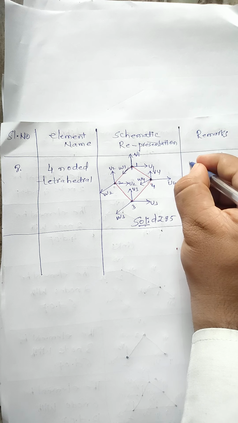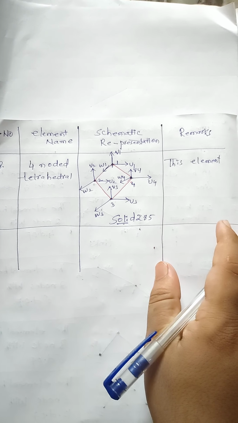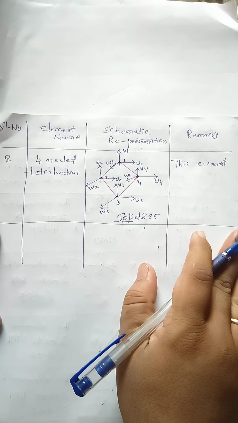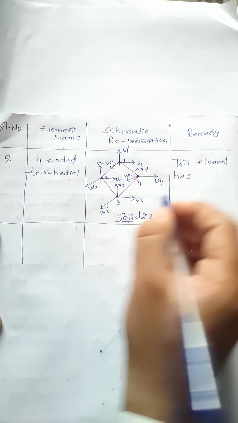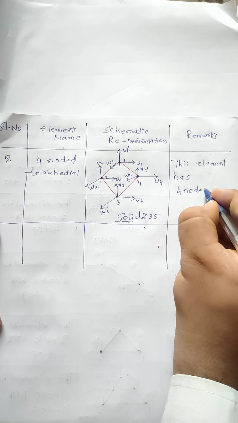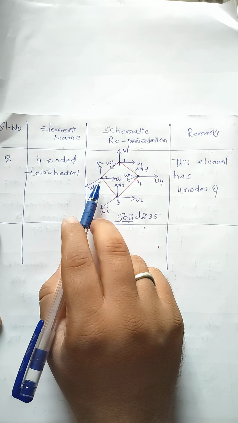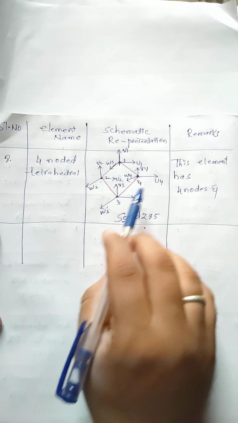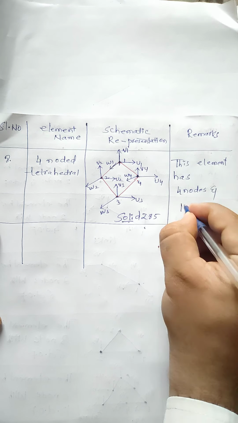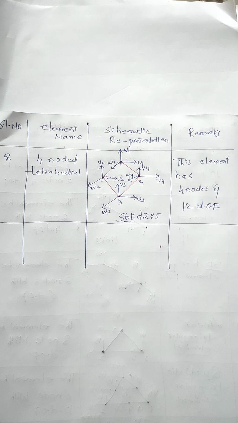Then we can represent here this element. Okay, this element has how many nodes here? 1, 2, 3, 4 nodes. And how many degrees of freedom? Total 12 degrees of freedom. Is it right? Like u1 v1 w1, u2 v2 w2, u3 v3 w3, u4 v4 w4. So we can say total 12 degrees of freedom. I hope no one has any doubt up to here.